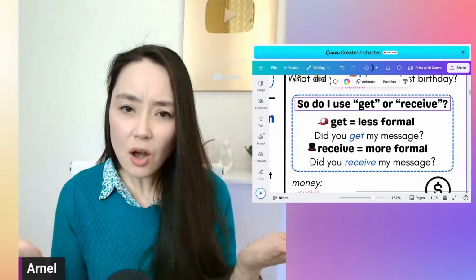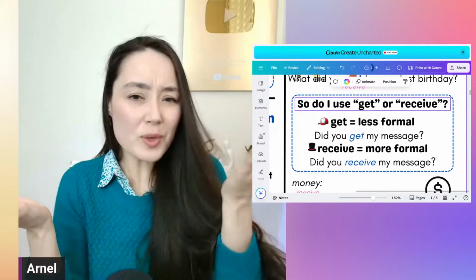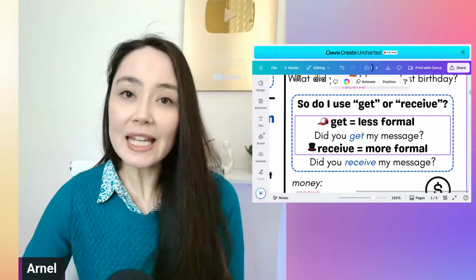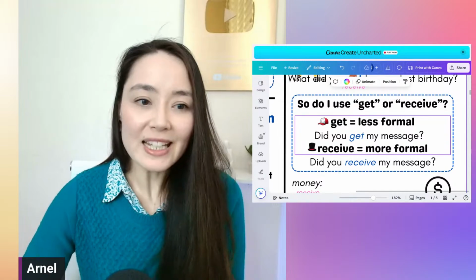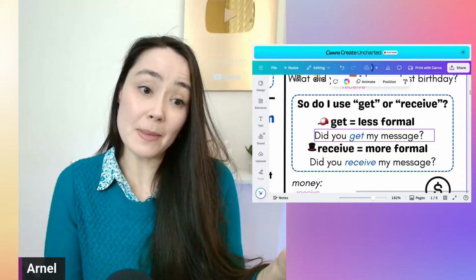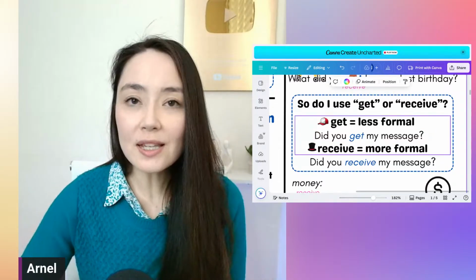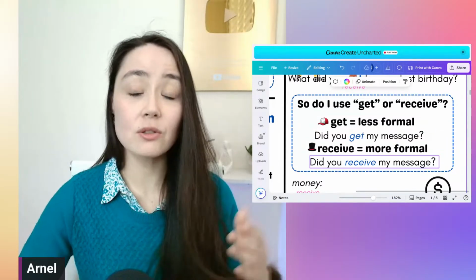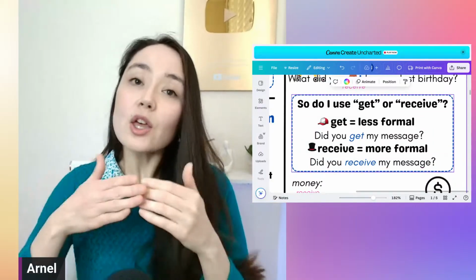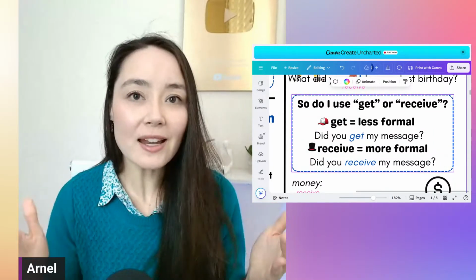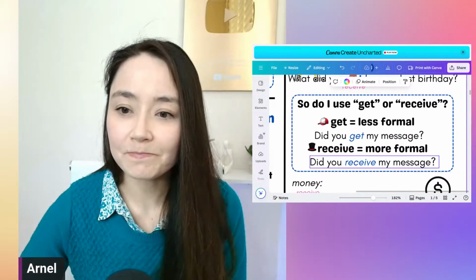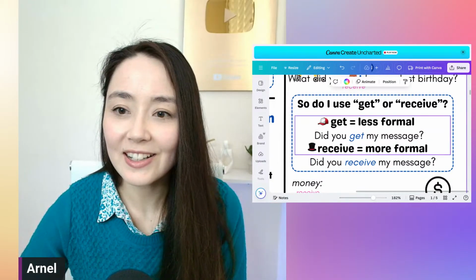Question. So, do I use get or receive? Get in general is a pretty informal verb. It's less formal. Did you get my message? Receive is more formal. Did you receive my message? So both are correct. Throughout this lesson, remember that get is actually an informal verb. Okay, good.